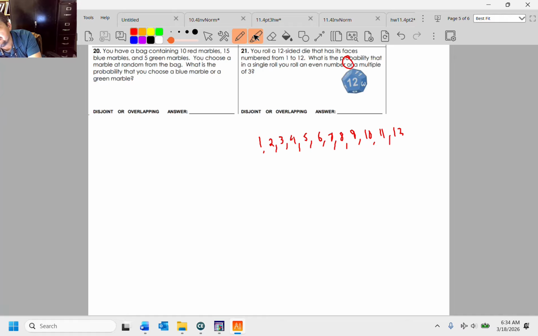So the probability of rolling an even would be a 2, a 4, a 6, an 8, a 10, and a 12. It's half of them, right? There's 6 of them. So it's going to be 6 in 12.